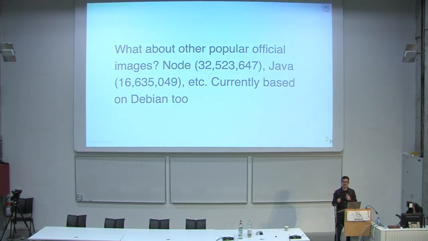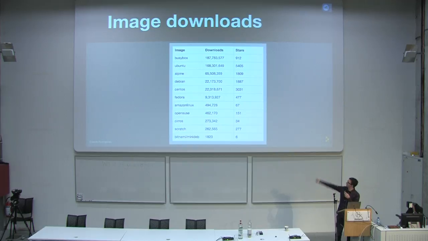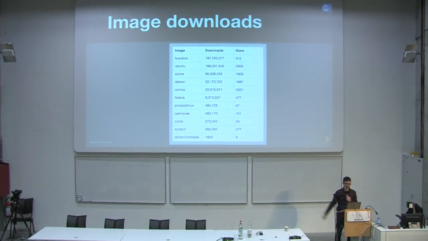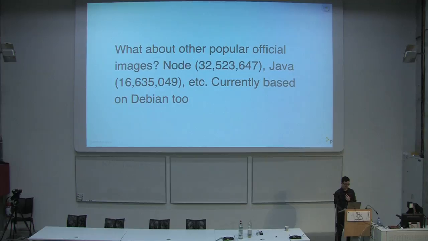So actually, the Debian number here would be a lot higher if you factored in all of the others. Ubuntu is already incredibly high. Sort of interesting.